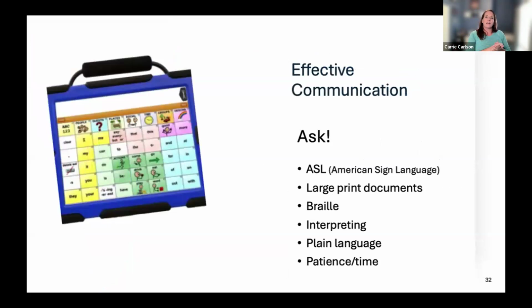And then on the left side, I have a tablet, iPad, electronic device that is representing a communication device, right? For somebody who needs that. And it says effective communication, and it says ask on here, right? We have to ask people if they need something to participate, right? Whether that's ASL or American Sign Language, large print documents, Braille, interpreting, and plain language, and patience and time again.